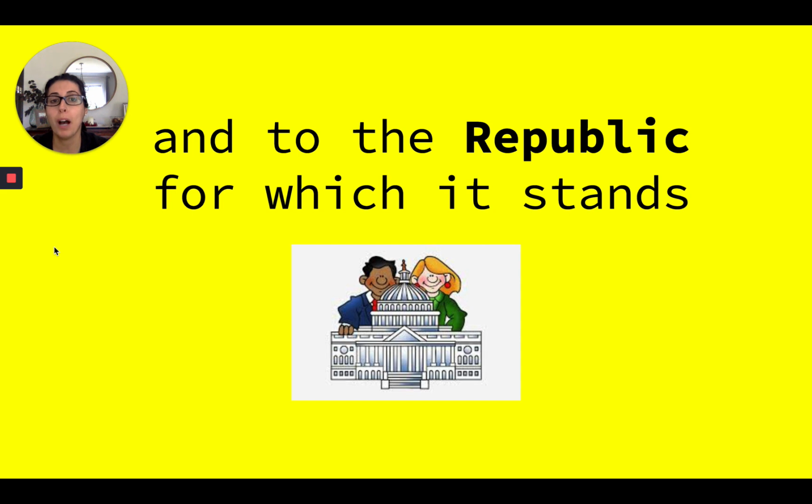And to the republic for which it stands. Your turn. And to the republic for which it stands. Now, what does that word republic mean? Republic. Well, that's another word for our government. So when we say, I pledge allegiance to the flag of the United States of America and to the republic for which it stands, it means that we're saying, I promise to show loyalty and love to my country and to its government.